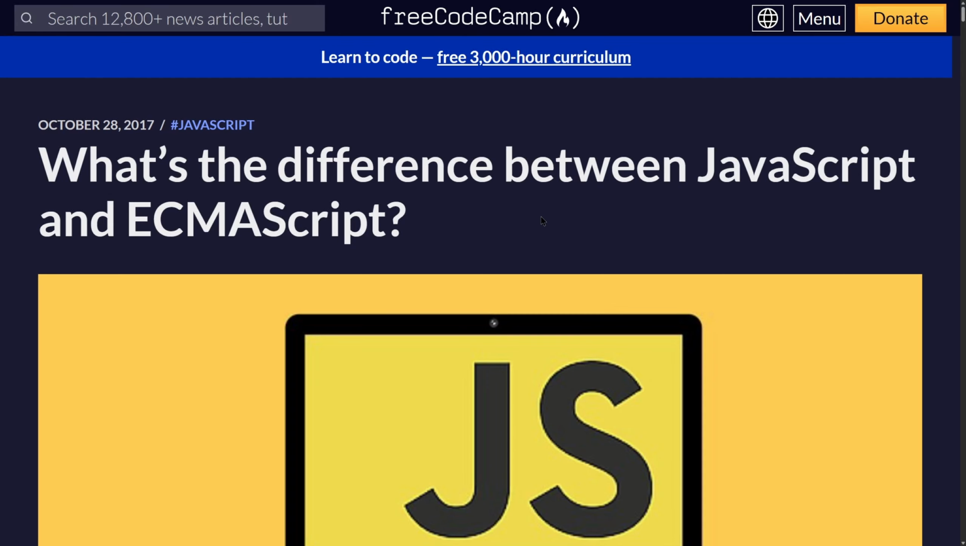Hello and welcome back. So, before moving forward, I want to discuss the difference between JavaScript and ECMAScript. Because if you are learning JavaScript, you might have heard about ECMAScript as well. Also, you might have heard about ES6, ES7, ES 2015, ES 2016, and so on and so forth, right? So in this video, we will discuss all of them.